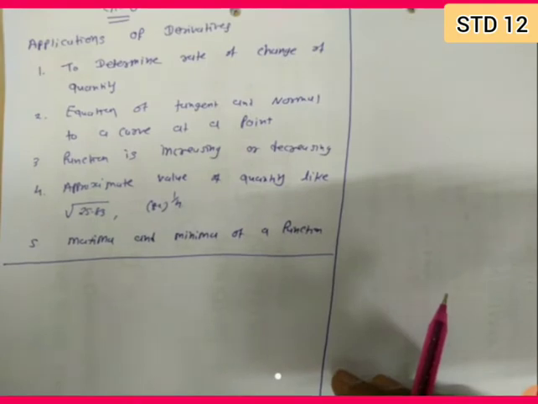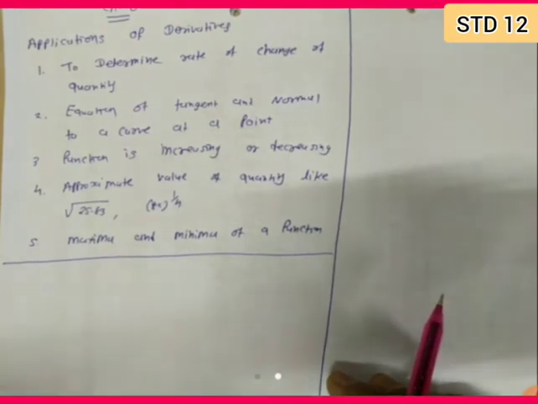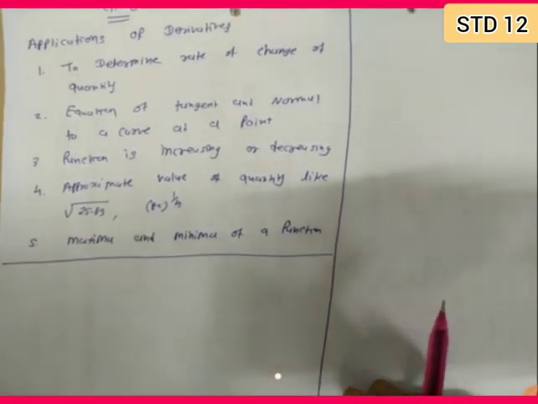Third application is whether a function is increasing or decreasing. That means you have to check whether the given function is an increasing function or a decreasing function. Fourth application is by using derivatives, we will find the approximate value of quantities like square root of 25.83 and fourth root of 82. And the fifth application of derivatives is to find the maxima and minima of a given function. So we'll discuss all these applications one by one.